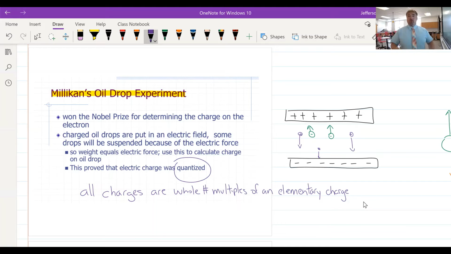The same thing happens here. If you scuff your feet across the carpet and you touch the doorknob and get shocked, you are transmitting a whole number multiple of elementary charges. And this elementary charge is the charge on an electron. One electron carries one elementary charge.